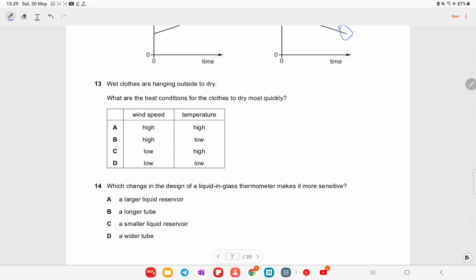Wet clothes are hanging outside to dry. What are the best conditions for clothes to dry more quickly? So obviously the wind speed is going to be more. We need that, and the temperature should be high as well. So if you see this, option A is going to be the right answer, because in summers the temperature is high, in winters the temperature is low. So whenever you try to dry your clothes, in summer they dry quickly.